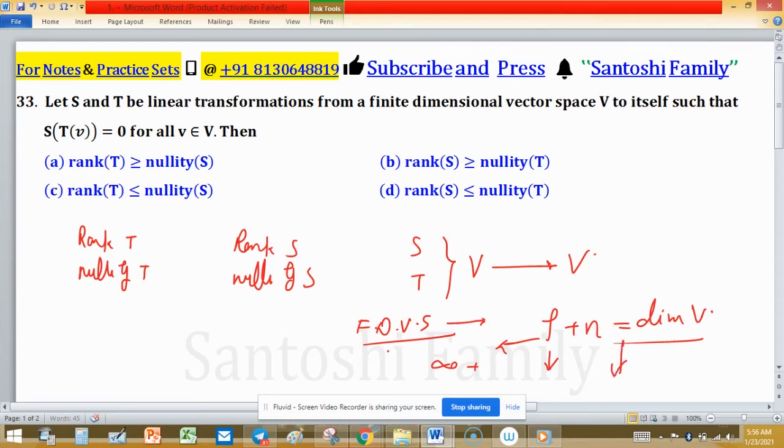Because we can't compare two uncertain numbers, infinity and infinity, which one is greater, because they are so large we can't compare them. So we adopt a symbol to represent that these are not comparable. Rank of T and nullity of T and rank of S and nullity of S we will discuss here.